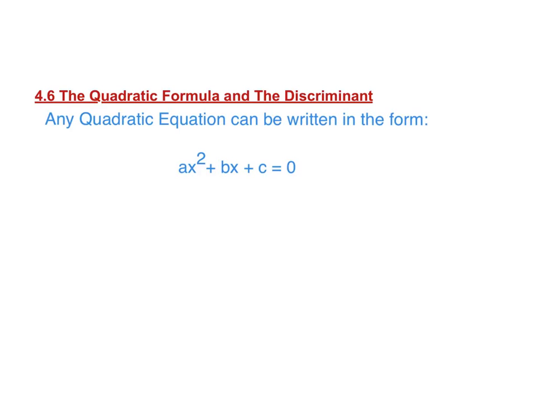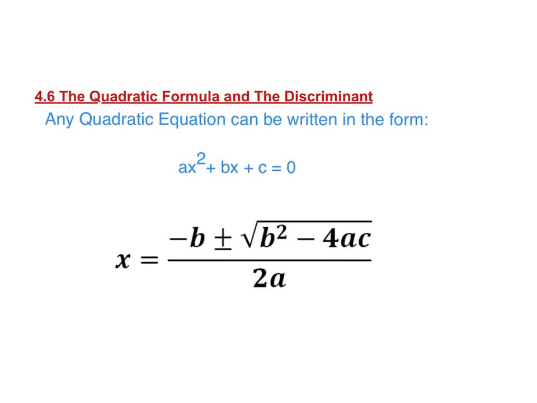Does anybody remember what the quadratic formula is off the top of your head? Jessica, go. Negative b plus or minus the square root of b squared minus 4ac all over 2a. Very good. Okay, yep. Negative b plus or minus the square root of b squared minus 4ac all over 2a. You need to know that.